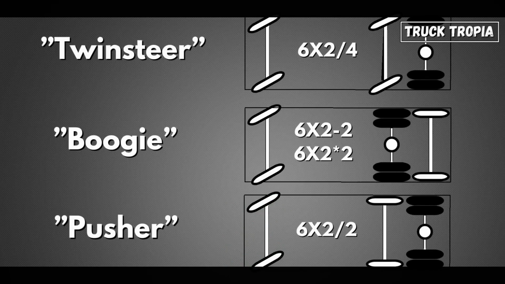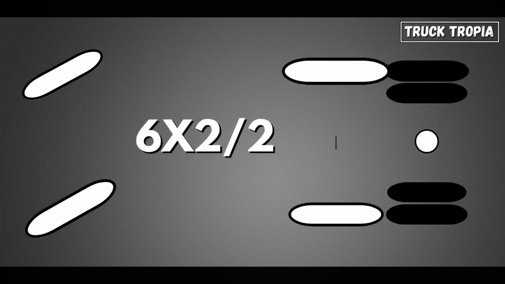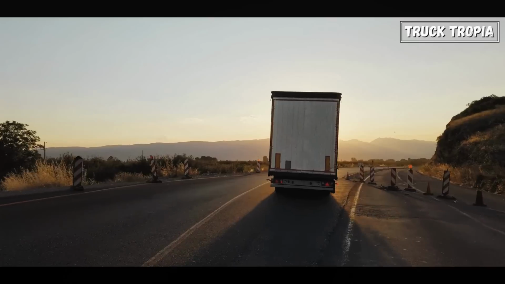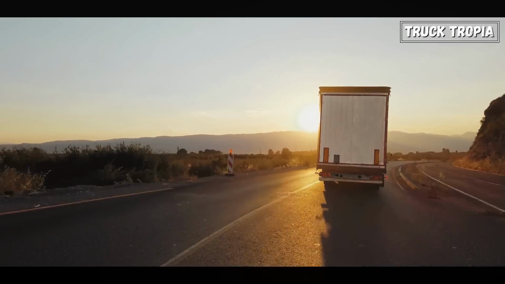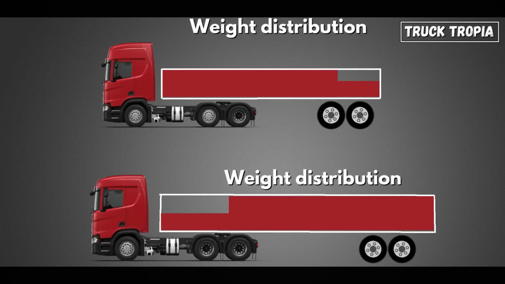Configuration options. The 6x2 can be selected with a trailing axle, also known as a tag axle, or with a forward axle. This makes it possible for you to adapt the vehicle to what you have to transport, so that the weight is placed where it makes sense.